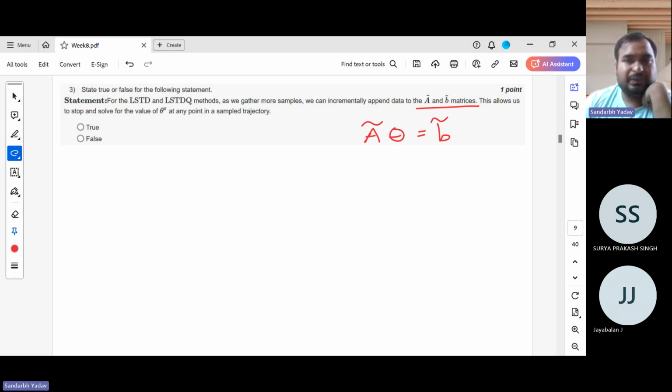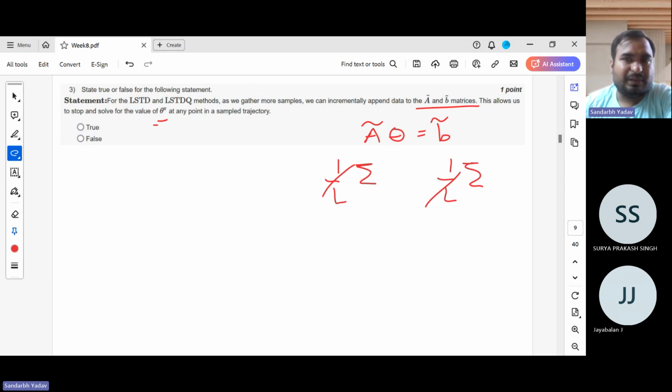If you remember correctly, this value of A had a 1 by L and summation, and B also had a 1 by L and summation. Then this 1 by L we can cancel since it appears on both sides. Then this summation made it incremental. So we can do it incrementally, and at any point we can stop and solve for this theta pi, because the matrices A and B are changing in an incremental manner.